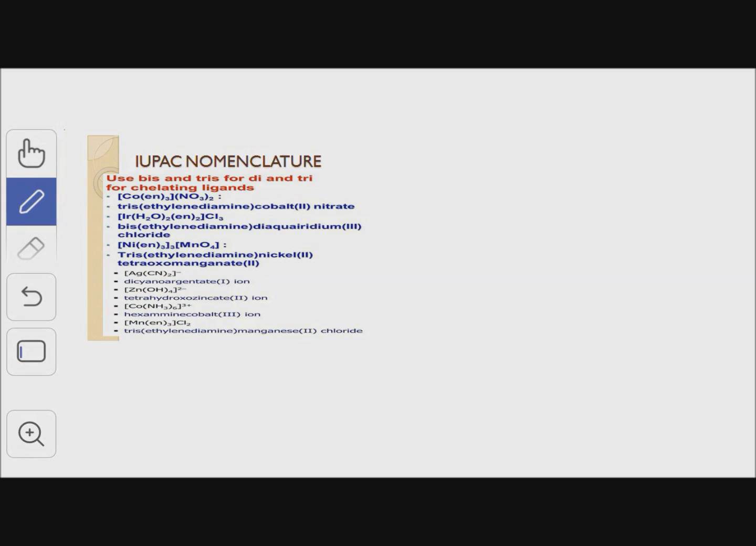And the next example is [Ir(H2O)2(en)2]Cl3. It also has two parts, cationic and anionic. In the cationic part we have two types of ligands. One is a neutral ligand and the other one is a bidentate ligand. H2O is the neutral ligand and en is the bidentate ligand. And according to IUPAC nomenclature, we write the ligands first in alphabetical order, according to which its name is diaqua.